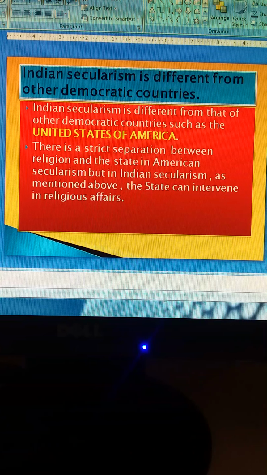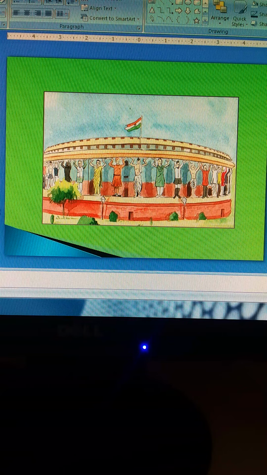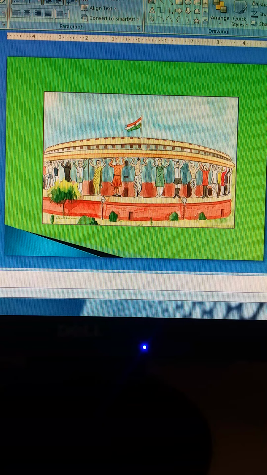This is also a very different part of the constitution that India has, that is, secularism. If you see the picture over here, it is significant that Indian secularism differs from the dominant understanding of secularism as practiced in the United States of America. How? Unlike the strict separation between religion and the state in American secularism, in Indian secularism the state can intervene in religious affairs.